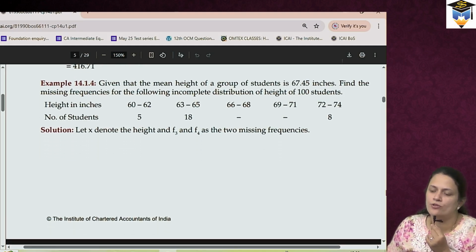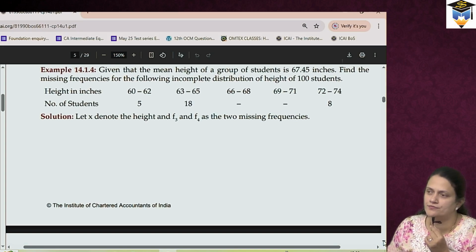Did you get the answer as 416.71? When you calculated it, did you get the answer as 416.71? Please check, everyone. Got the answer? Om? Got the answer?